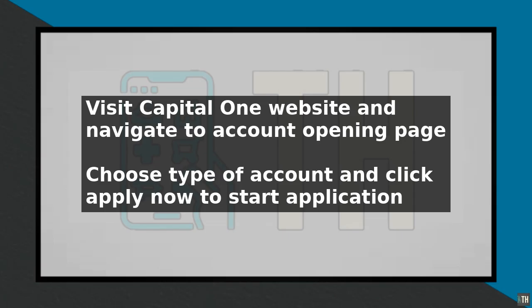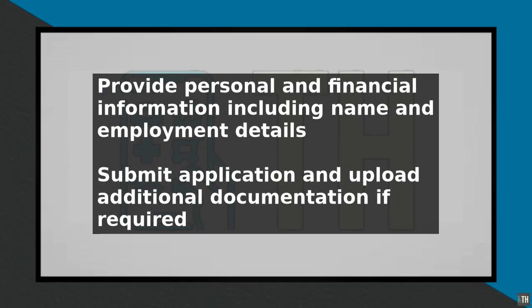Once you have completed the application, review and submit it. You may need to upload additional documentation, such as a copy of your passport or national ID card. After submitting your application, wait for a response from Capital One. This may take several days or weeks, depending on the complexity of your application. If your application is approved, you will receive an email with instructions on how to fund and activate your account.